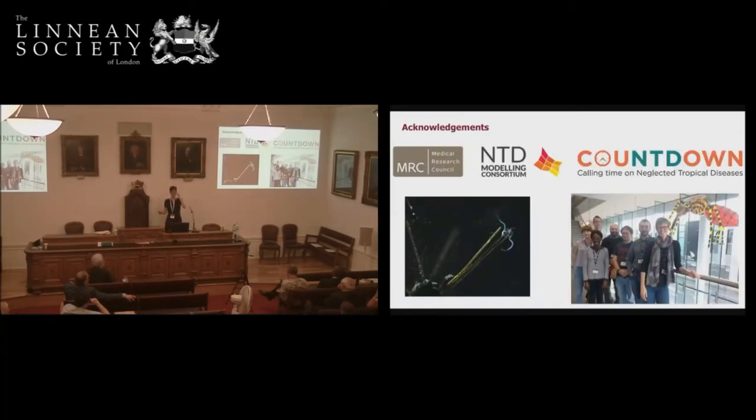And I realized I've taken 20 minutes of your time without a single parasite photo, so I've just put this in at the last minute. That's a filarial worm coming out of a mosquito's proboscis.